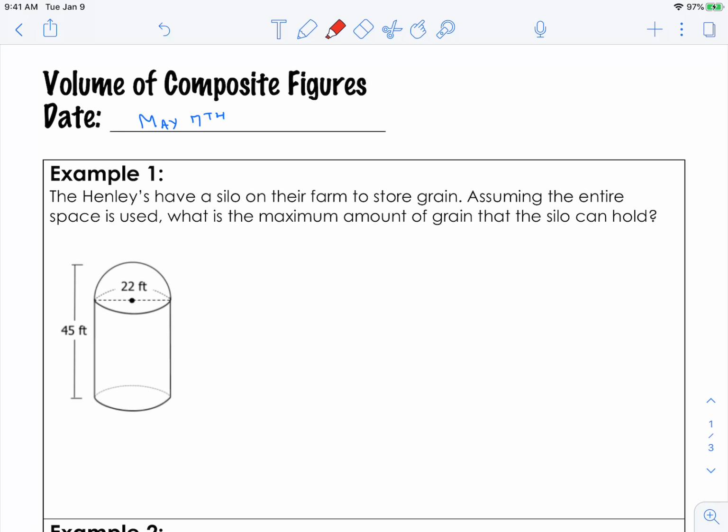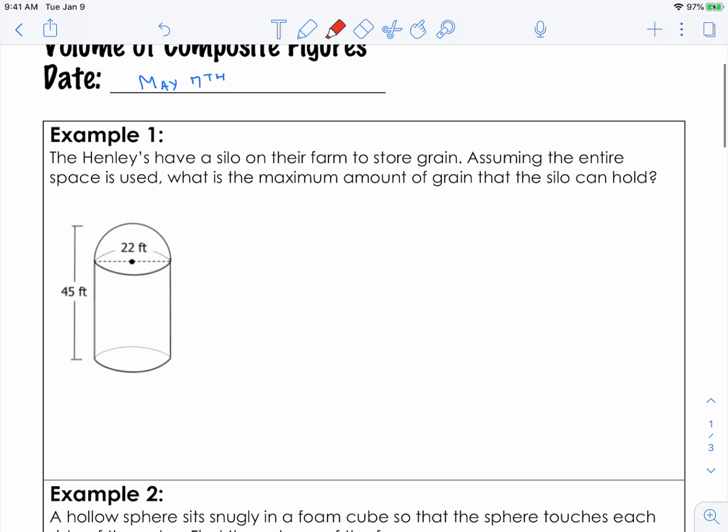So here's example one. The Henleys have a silo on their farm to store grain. Assuming the entire space is used, what is the maximum amount of grain that the silo can hold? So basically what that means from top to bottom is going to be filled. So that's volume. So the first thing that I see is a hemisphere.